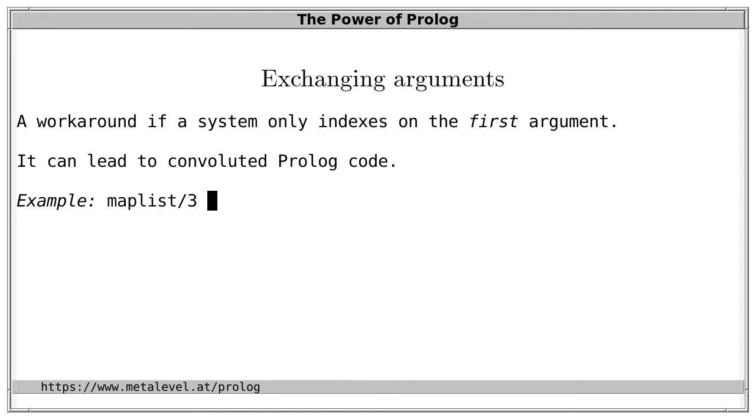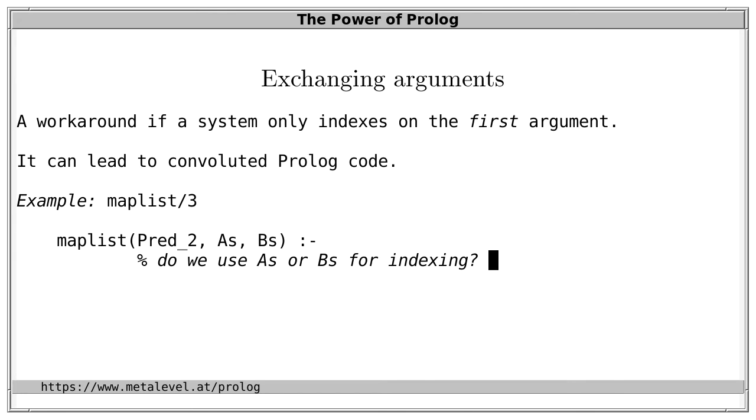For instance, consider maplist with 3 arguments. So we now have a predicate that must hold for corresponding pairs of elements in 2 lists, A's and B's. And we may use an auxiliary predicate again, maplist underscore. And here, to benefit from argument indexing, we may want to use A's as the first argument, or we may use B's. So which shall we use as the first argument, A's or B's? Because either of these arguments may be instantiated, and either may therefore be useful to distinguish the clauses.